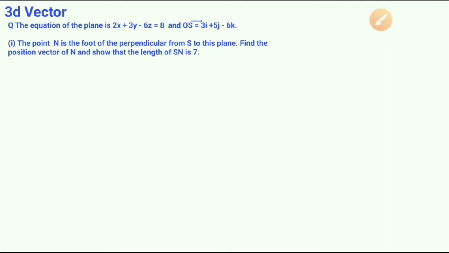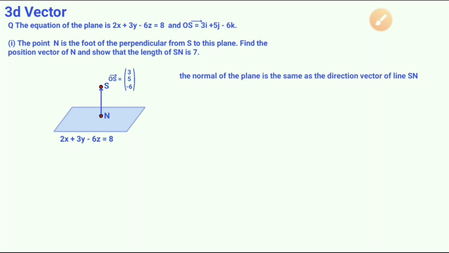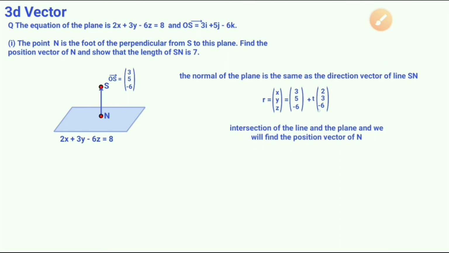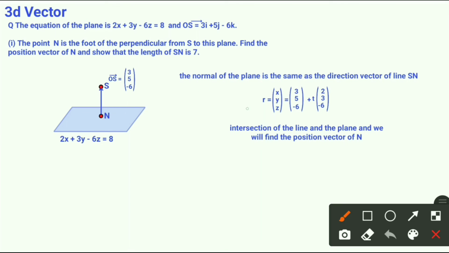Another question, the equation for the plane P is this and OS is this. The point N is the foot of the perpendicular from S to this plane. Find the position vector of N and show that the length of SN is 7. So it's the same thing as before. The normal of the plane is the same as the direction vector of line SN, and we will find the position vector of N.